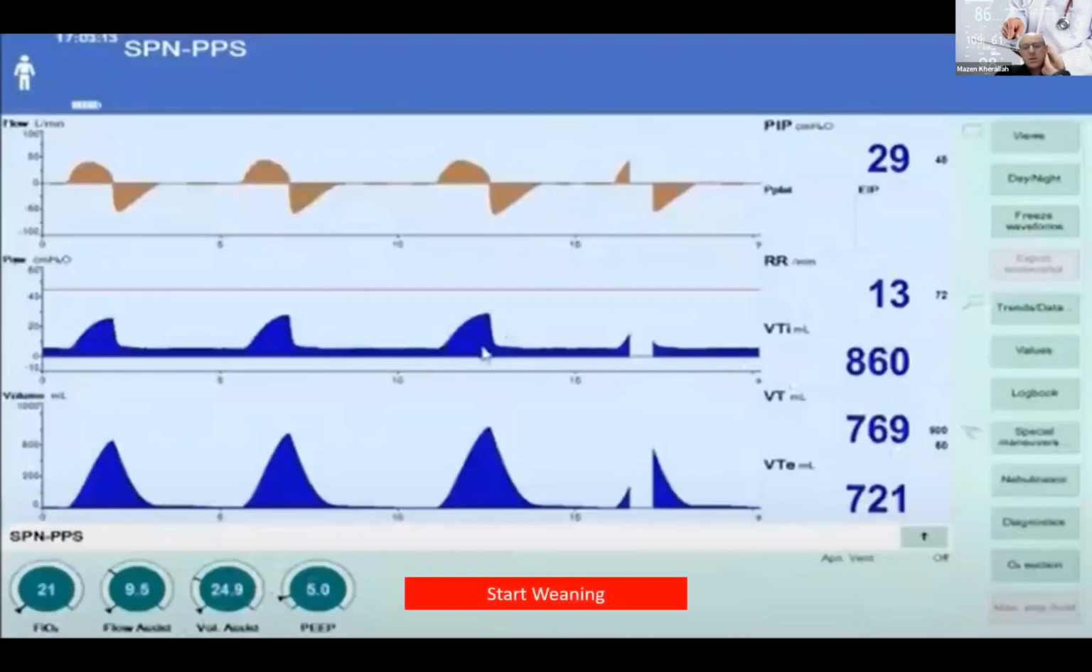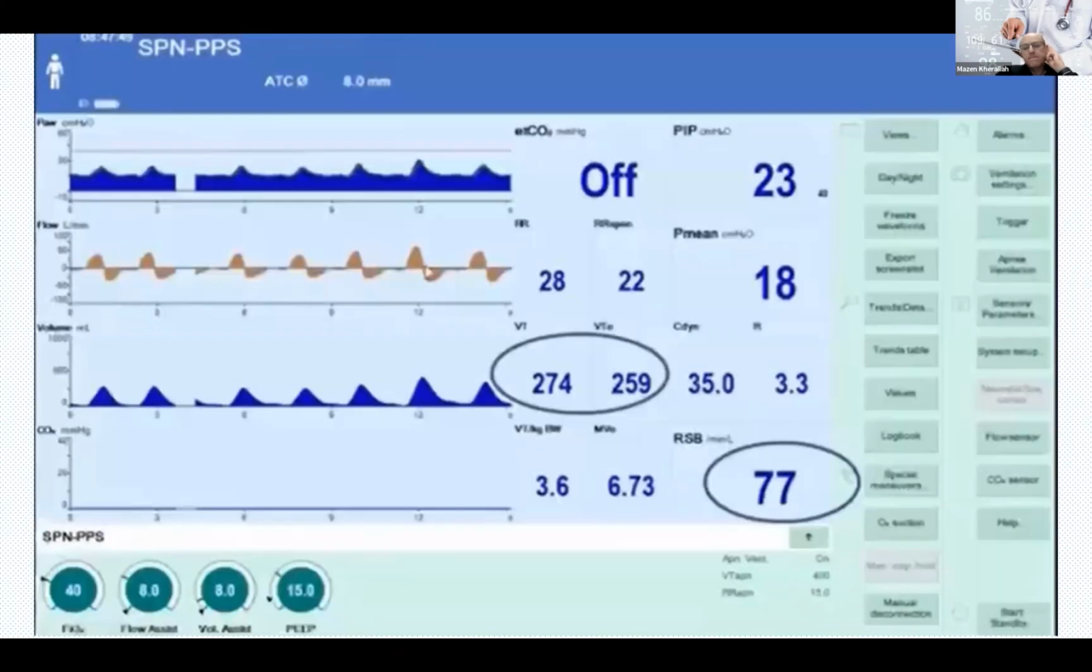And this patient, with tidal volume of 860. We can see very nice fish fin waveform for the pressure. You can see very nice sine wave here. You can start weaning the patient. Go down gradually on both volume assist and flow assist. Each time 2 to 3 units per time.